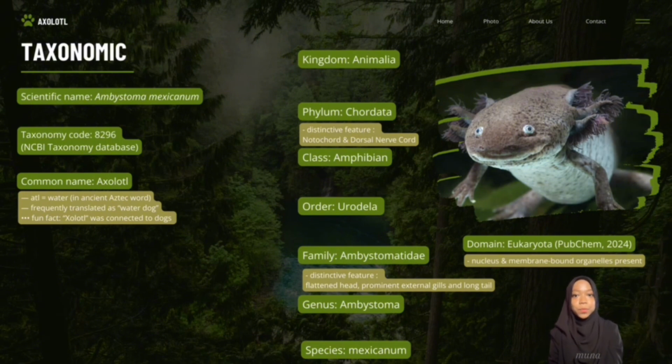Its family, Ambystomatidae, is known for its evolutionary and morphological characteristics, that is their flattened head, prominent external gills, and relatively long tail. These features distinguish them from other salamander families. Axolotl's genus is Ambystoma, and its species is Ambystoma mexicanum. For axolotl's domain, it is Eukaryota due to the presence of a nucleus and membrane-bound organelles in its cells. Axolotl consists of complex cell structure and linear DNA, which undergo mitosis and meiosis during cell division.